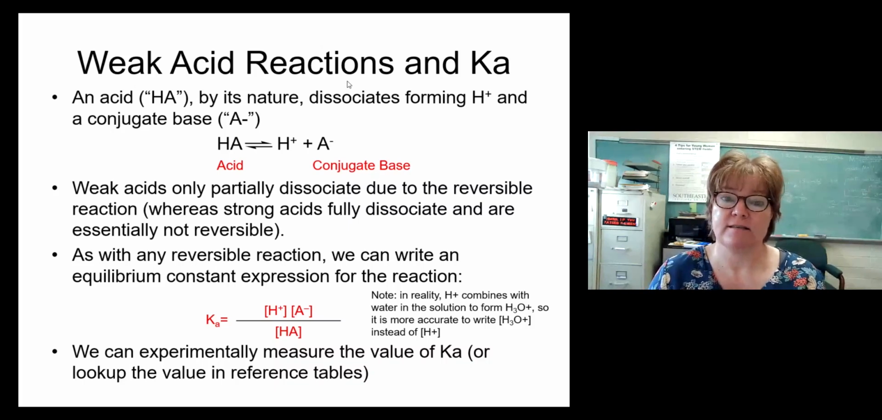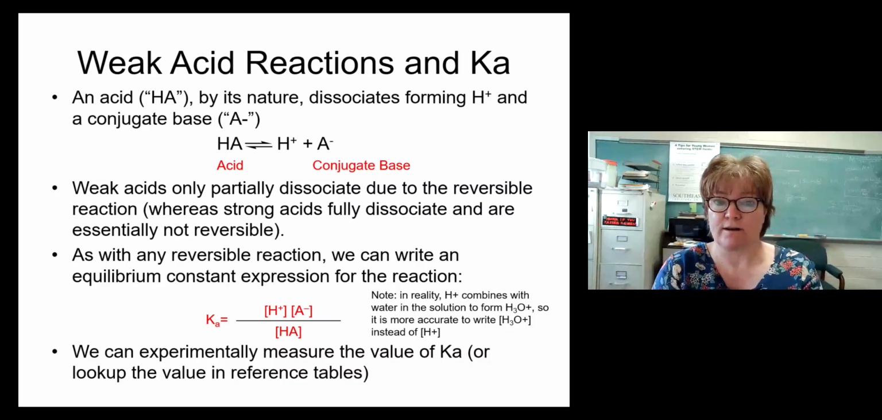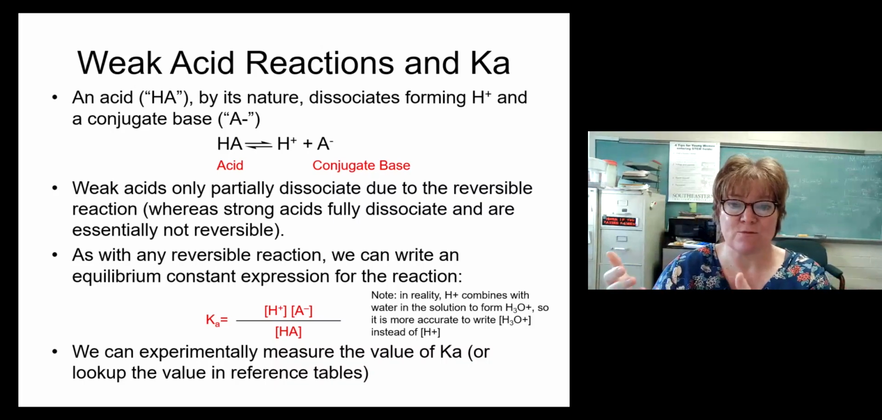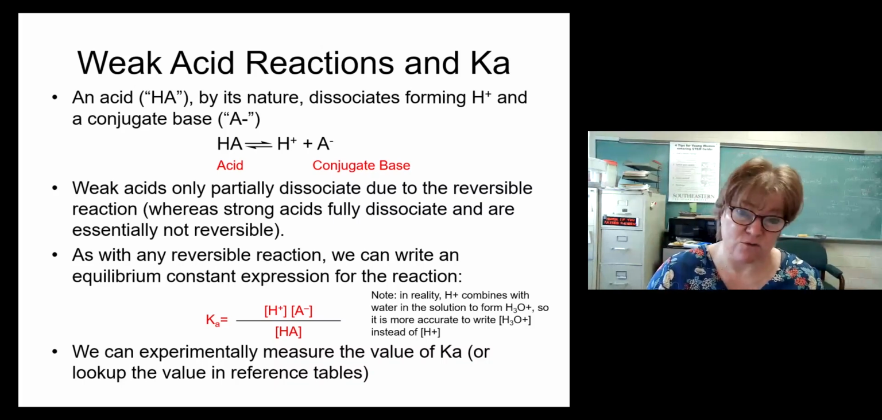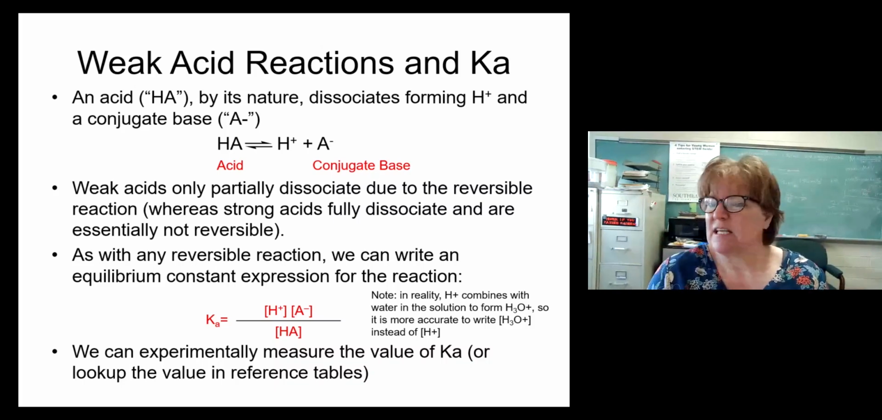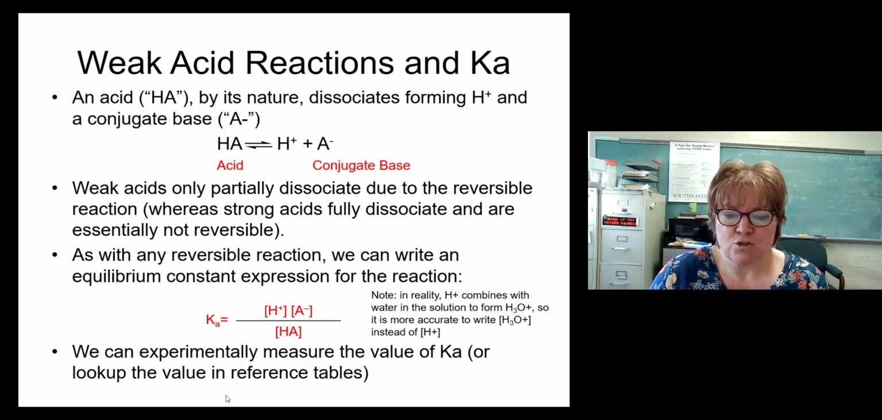In this case, we have an acid making two products, H plus plus A minus. In reality, it really is reacting with water, and that extra water actually sticks to the H plus and really makes hydronium ions, but this is a little bit clearer to write it as H plus rather than hydronium ion. So Ka would be the concentration of my products raised to their coefficient divided by the concentration of the reactants raised to their coefficient. So I have H plus times A minus divided by the concentration of HA.